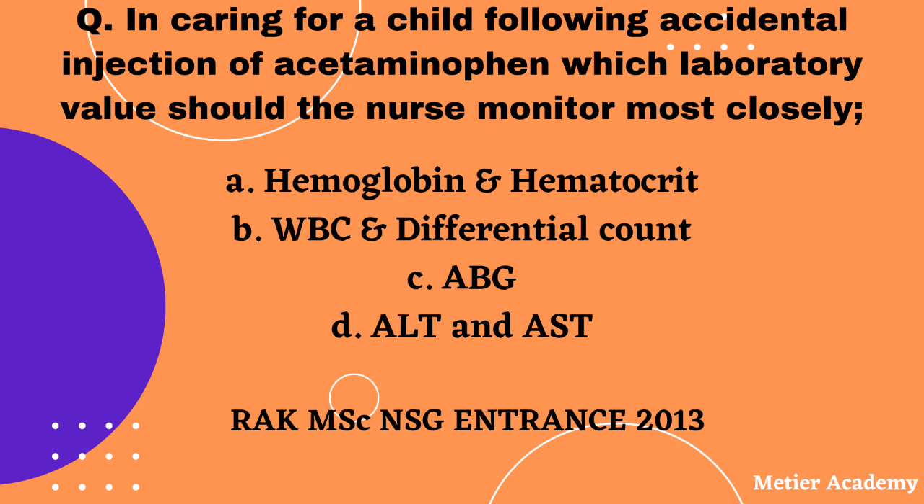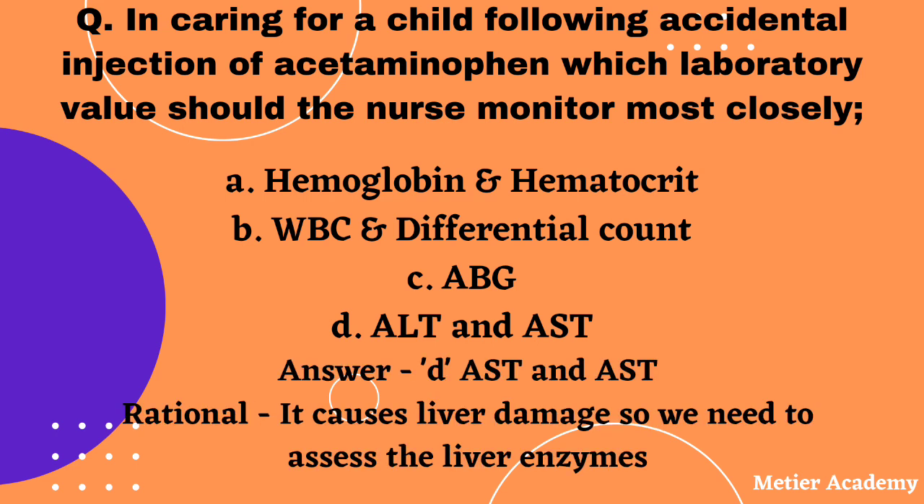In caring for a child following accidental ingestion of acetaminophen, which laboratory value should the nurse monitor most closely? The options are hemoglobin and hematocrit level, WBC and differential count, ABG, ALT and AST liver enzymes. And here the correct answer is option D, AST and ALT liver enzymes, because it causes liver damage and liver failure.